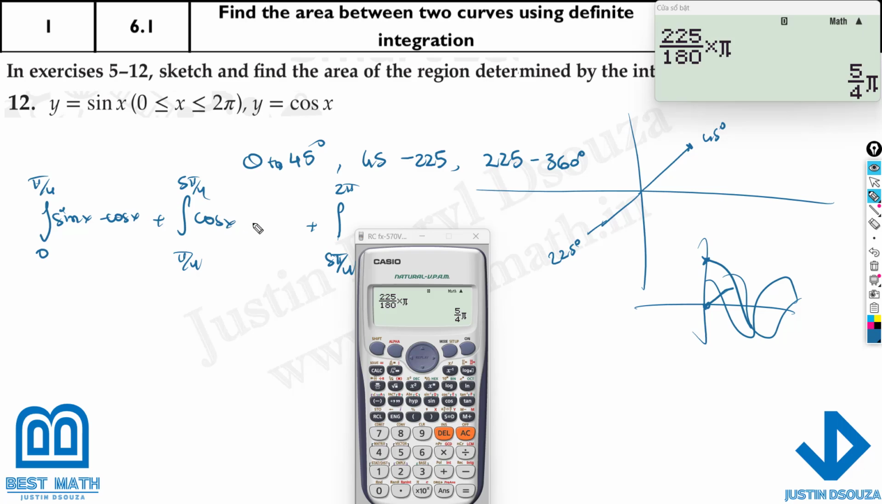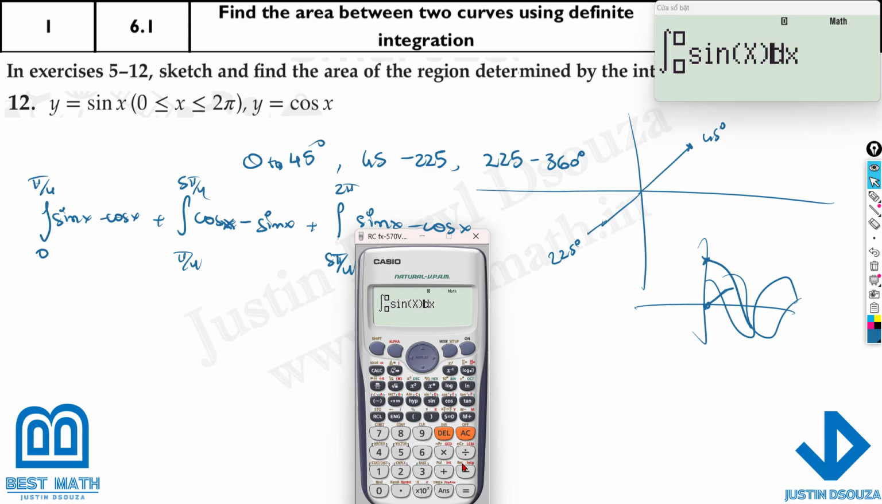The next one will be cosine x minus sine x, and lastly sine x minus cosine x. I'm not writing dx and everything. Let's put this thing in the calculator. So now here it'll be integral sine x, close the bracket, minus cosine x. Then we start from 0 to pi by 4, so 0 to pi divided by 4.